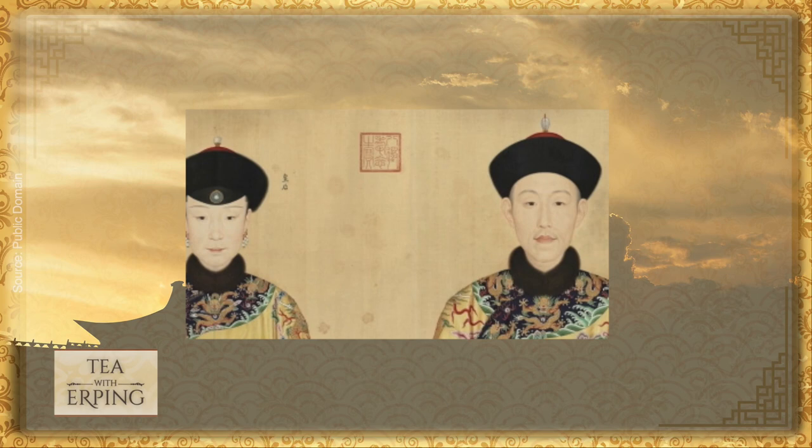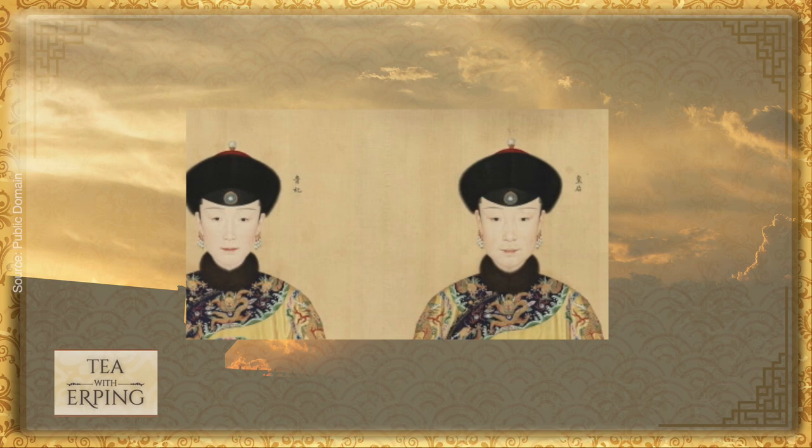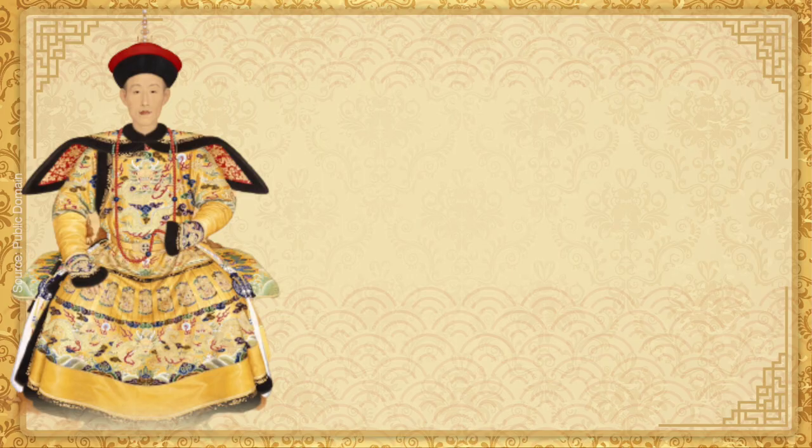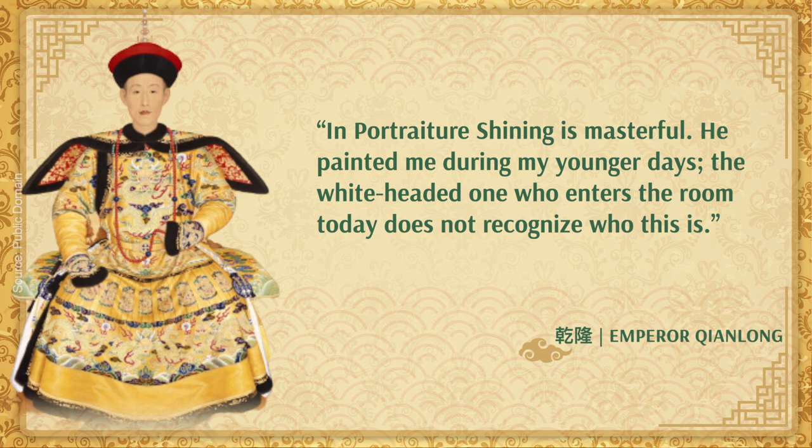Castiglione painted most of the imperial portraits of the emperor and his concubines. These peaceful, dignified images, created over the course of 34 years, show the heart and mind of the emperor and his benevolent reign. Later in his life, Emperor Qianlong would inscribe a hanging scroll titled Spring's Peaceful Message with this note: "In portraiture, Shining is masterful. He painted me during my younger days. The white-headed one who enters the rooms today does not recognize who this is."